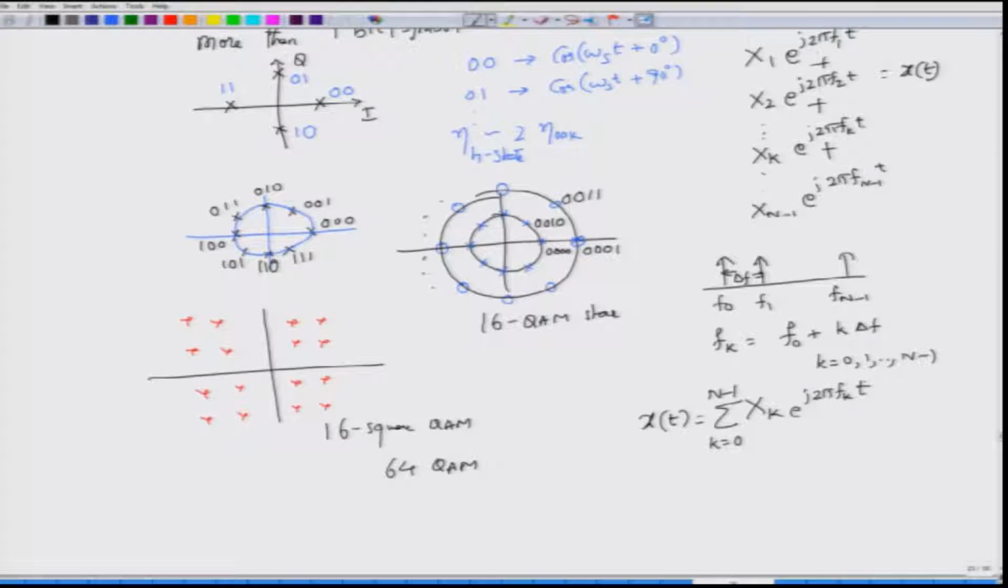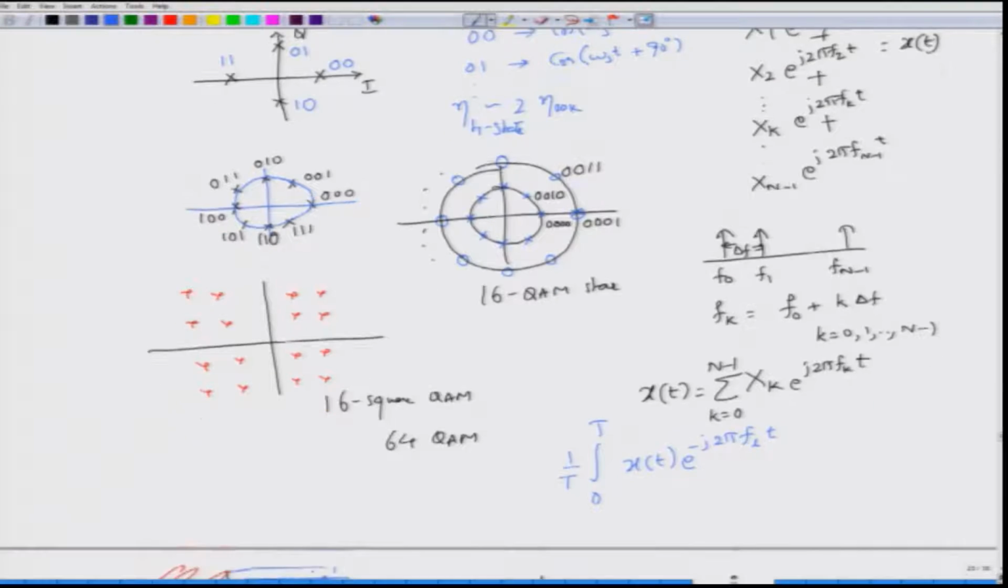Now, you can question, how am I going to receive this x of t? After this you transmit it to the receiver side. So, how do I obtain this x_k? Well, you can take this x of t and multiply it with e^{-j2πf_l t}, where f_l is one of the frequency components that you have. Integrate over one period and average it by multiplying by 1 by T.